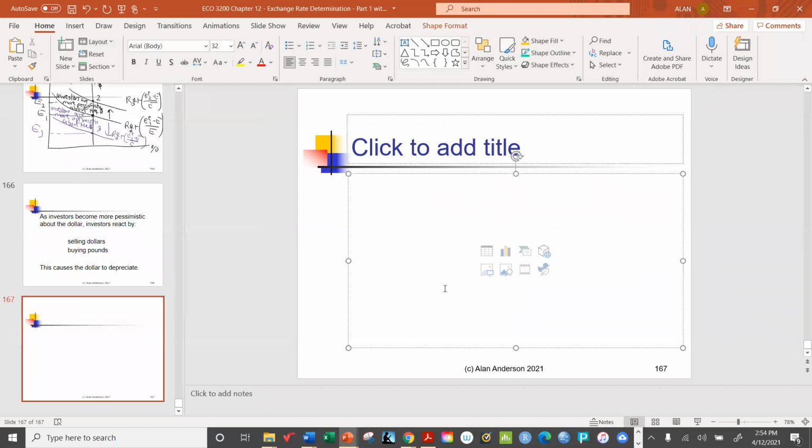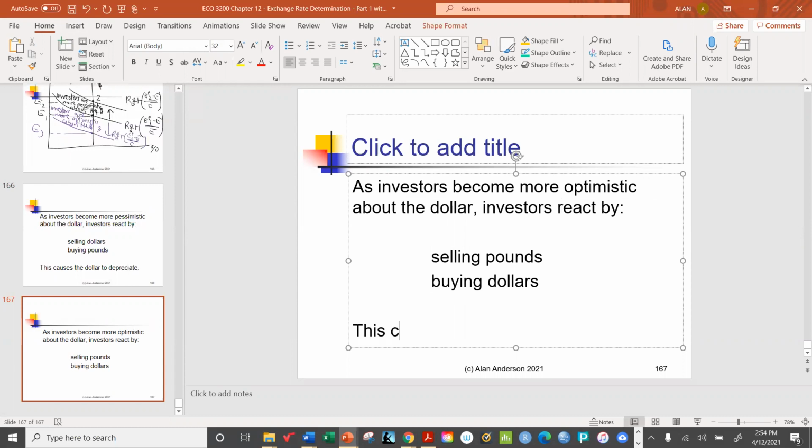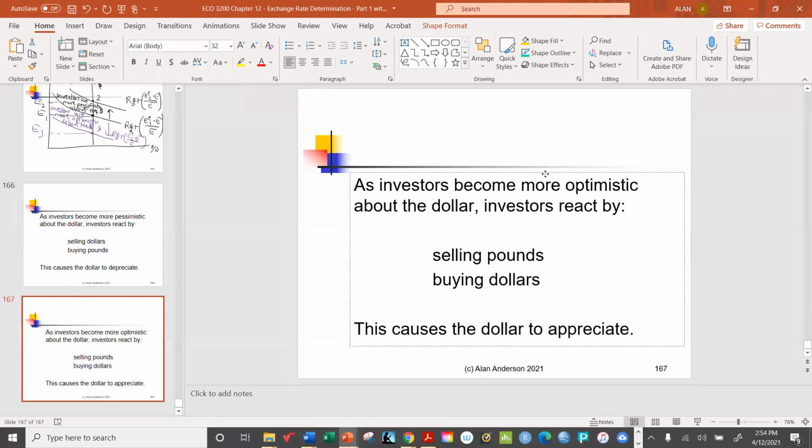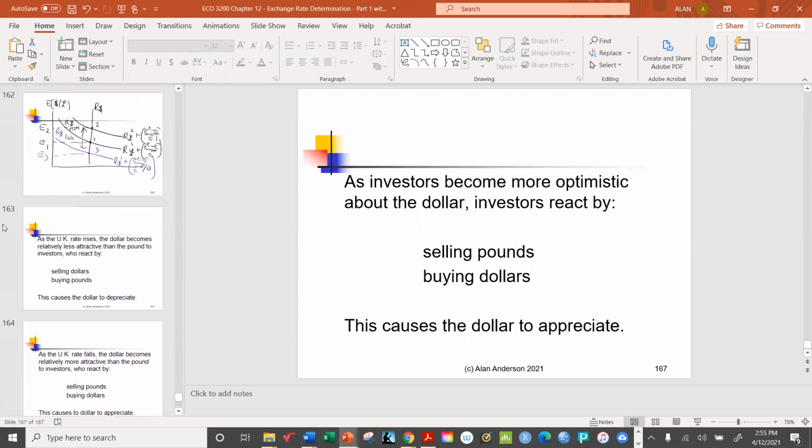As investors become more optimistic about the dollar, investors react by selling pounds and buying dollars. And this causes the dollar to appreciate. All right. So, and again, it becomes a self-fulfilling prophecy. All right. So in a nutshell, that's the model we were developing.